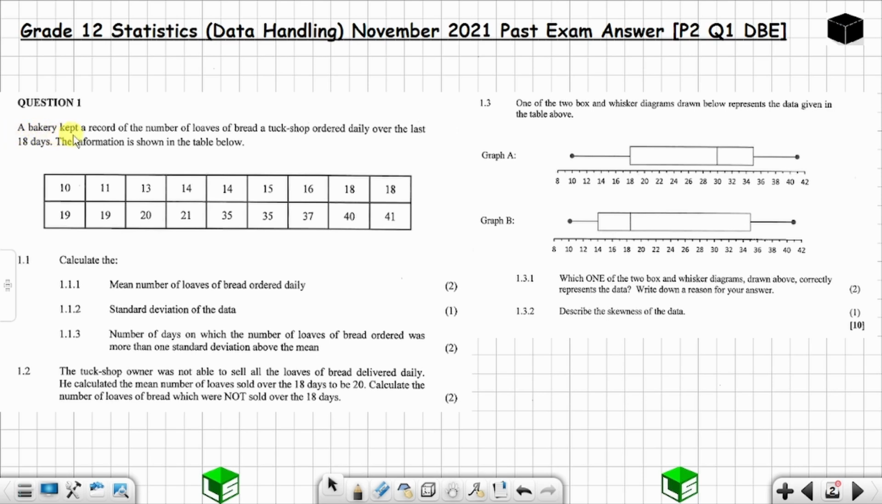Question 1. A bakery kept a record of the number of loaves of bread a tuck shop ordered daily over the last 18 days. The information is shown in the table below. So this information is over 18 days. 1.1.1, calculate the mean number of loaves of bread ordered daily. So you need to calculate the mean, and this question is 2 marks. Okay, let me do it on the next slide.